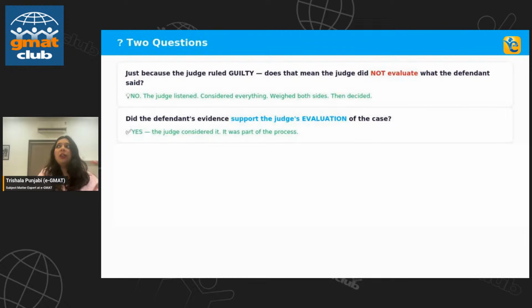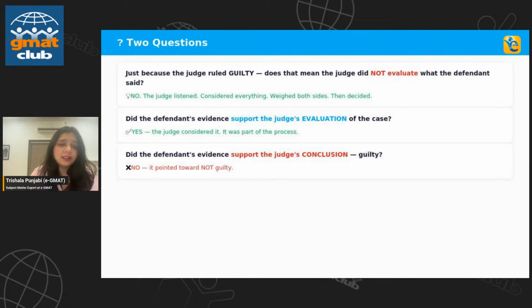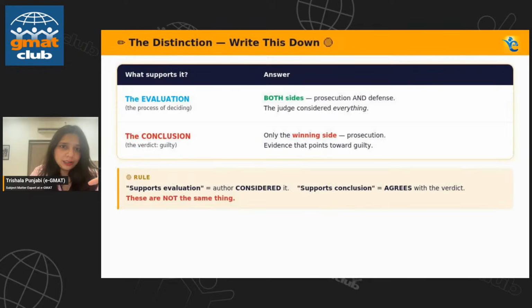Absolutely. You cannot even be in court unless you have two lawyers fighting each other. You need to have both parties there, both sides of the story. They support the judge's evaluation of the case. But did the defendant's evidence support the judge's conclusion, whether it is guilty or not? No, because it pointed towards not guilty. So this is a very, very important distinction. This is going to show up in boldface, and in RC as well.